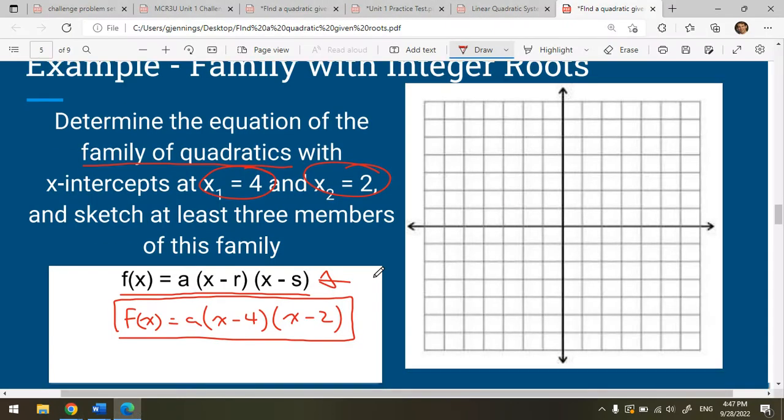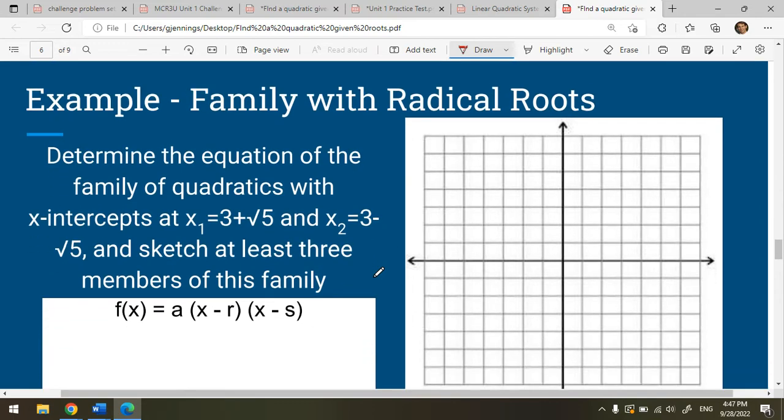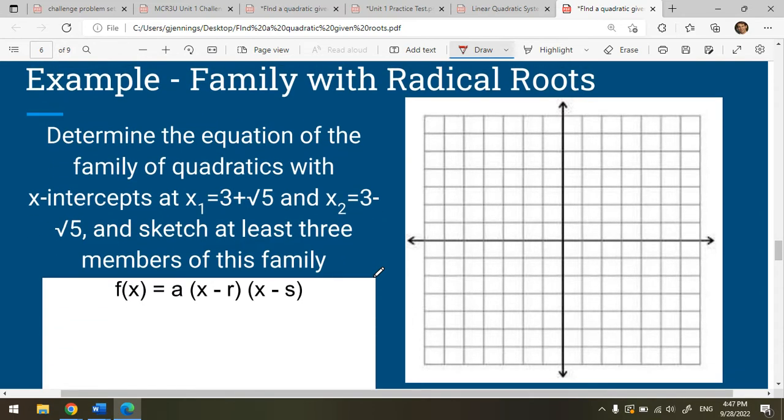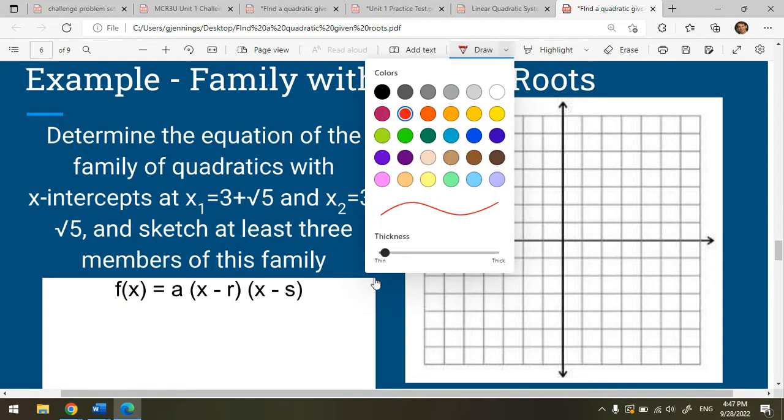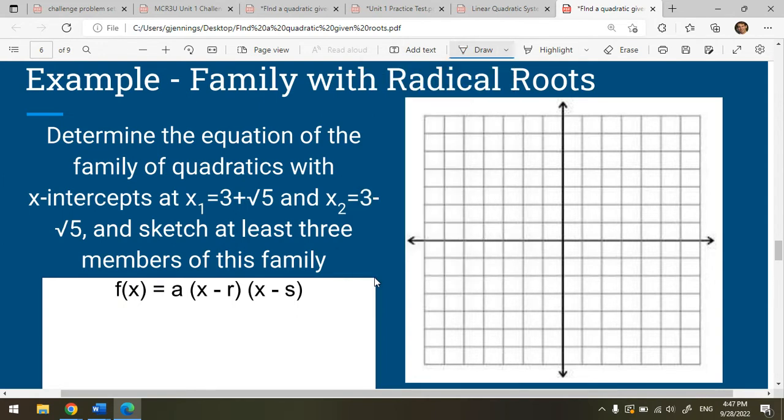So this is the idea that we're going to use to find quadratics. Now there's one situation that will come up a fair amount, and that's where we have radical roots. Roots where there is a rational component and a radical component.